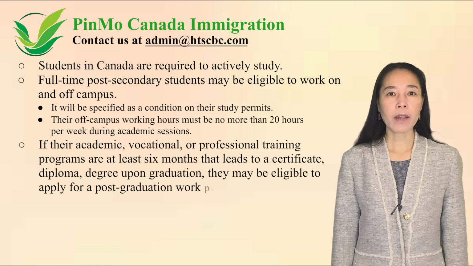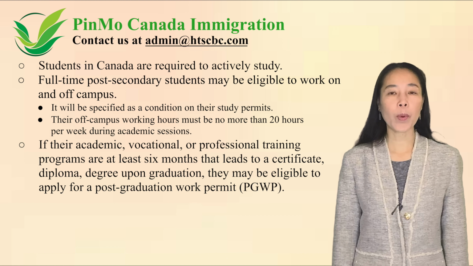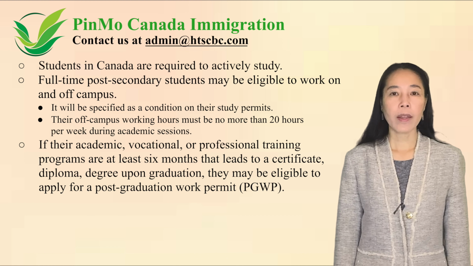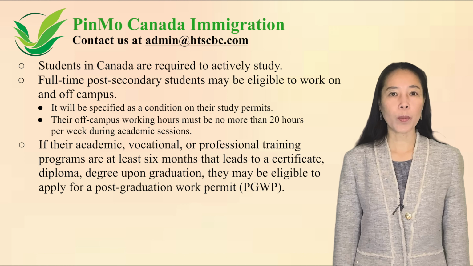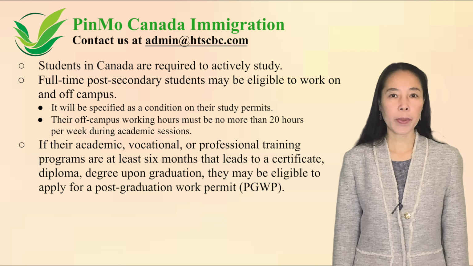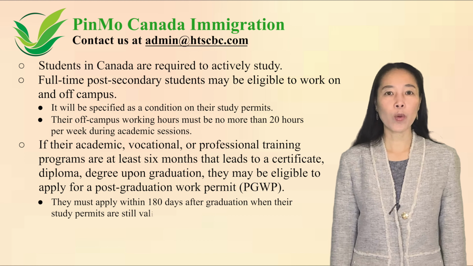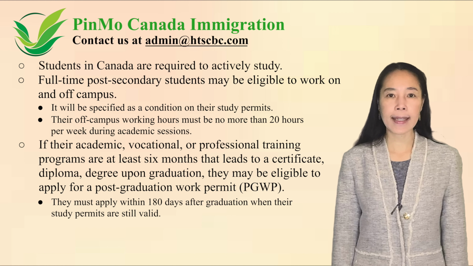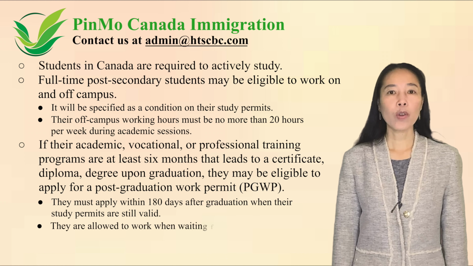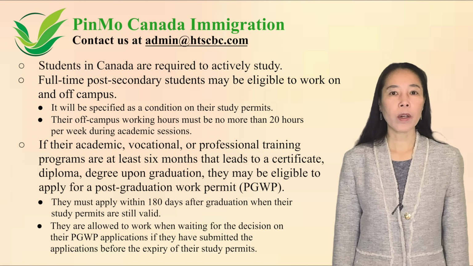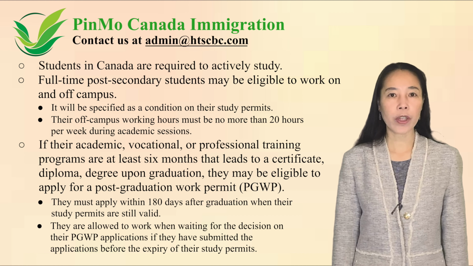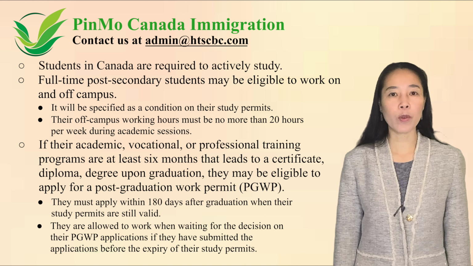If your academic, vocational, or professional training program is at least 6 months, that leads to a certificate, diploma, or degree upon graduation, you may be eligible to apply for a post-graduation work permit, PGWP. You must apply for your PGWP within 180 days after graduation when your study permit is still valid. You are allowed to work while waiting for the decision on your PGWP application if you have submitted the application before the expiry of your study permit.